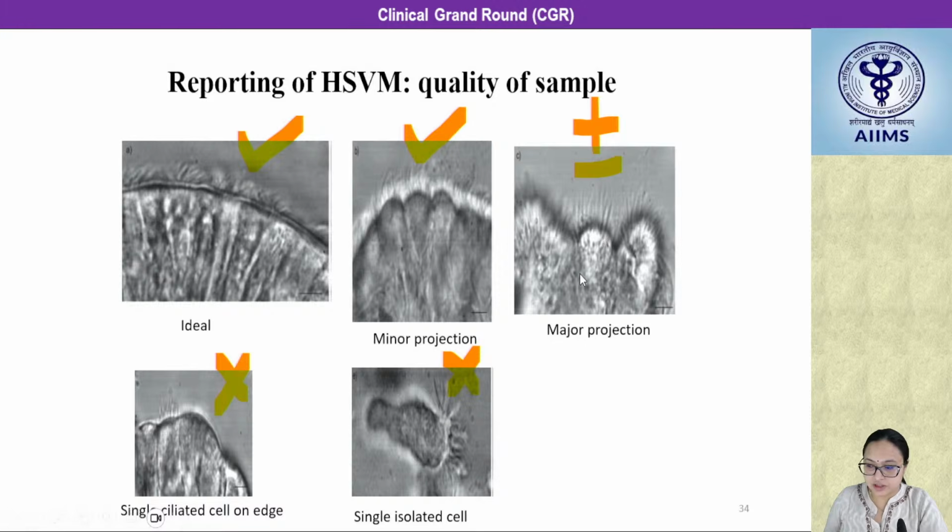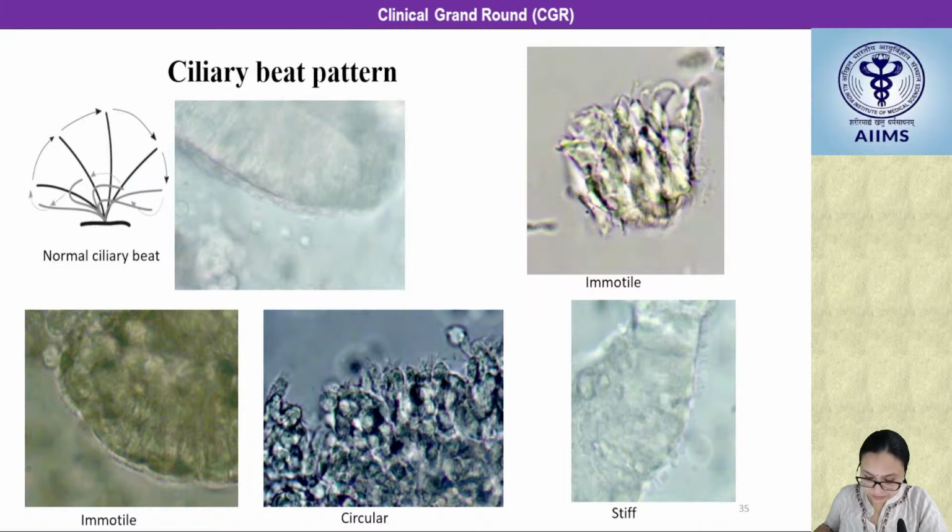Here this is a major projection, the projection is reaching up to half the height of the next cell. And here we see even though the edge is okay, there is only a single ciliated cell on that edge. So this is also not adequate for evaluation. And this is a single isolated cell. We should not report our findings based on the evaluation of a single isolated cell, because it could be a dead cell because it's detached from the epithelium, and an immotile single cell usually does not carry any significance.